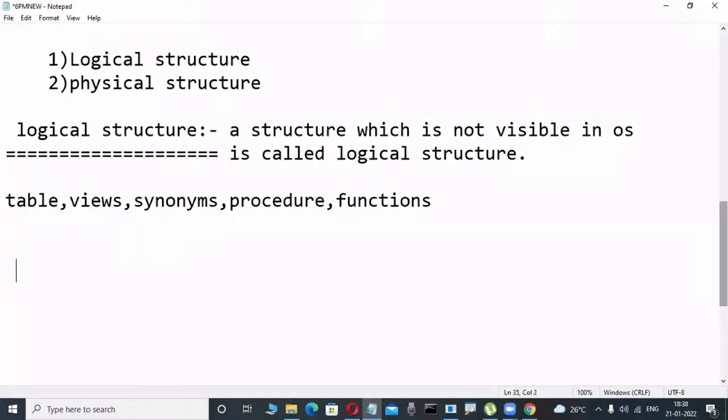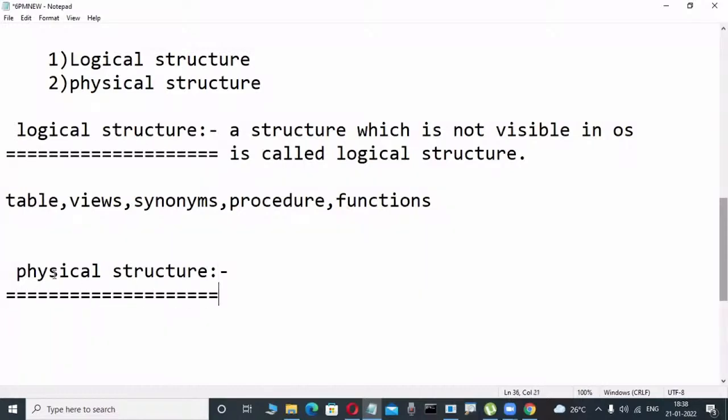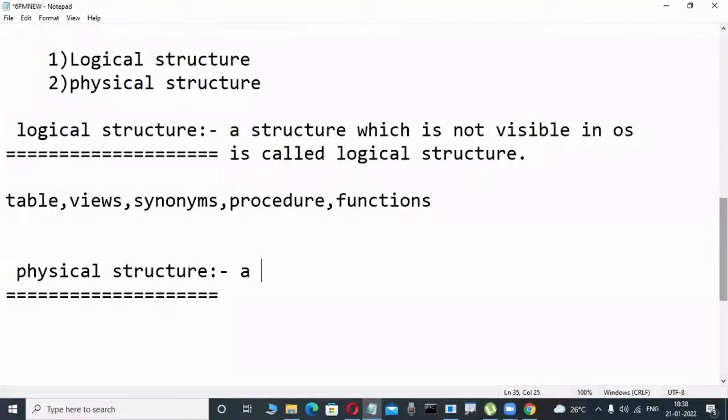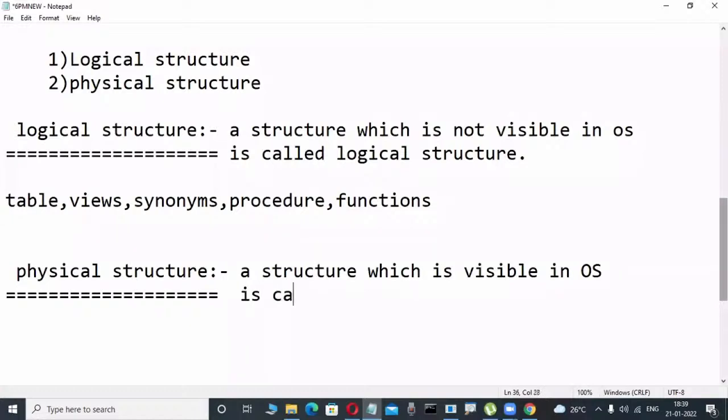Now observe here. What is a physical structure? Don't write it down, just roughly observe. This is just for an idea. What is a physical structure? This is the opposite. A structure which is visible in the operating system, visible in the OS, is called a physical structure.